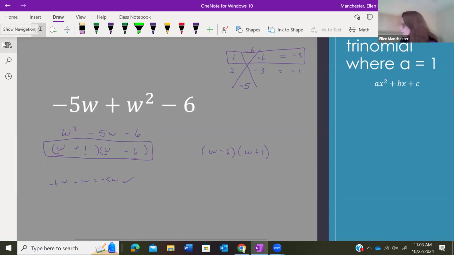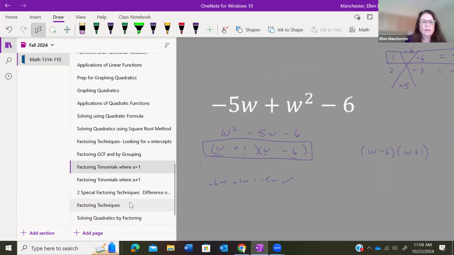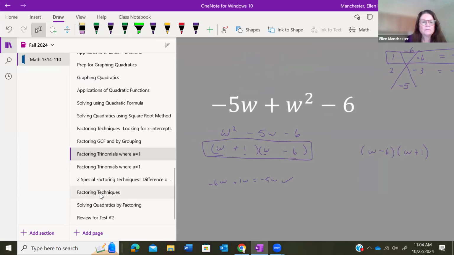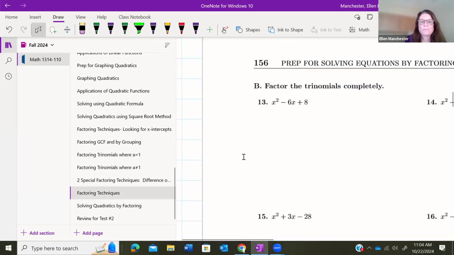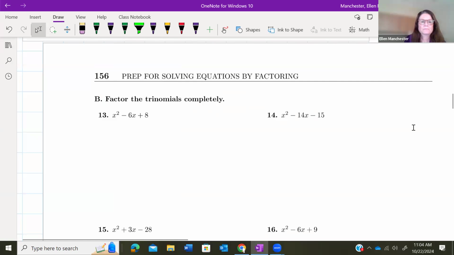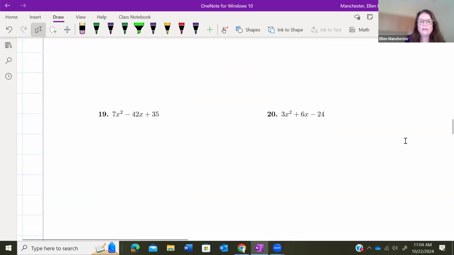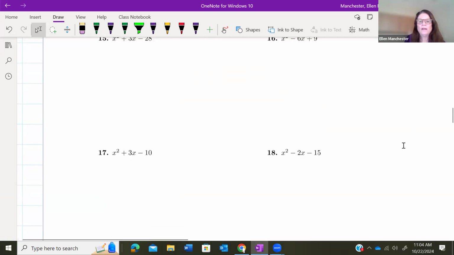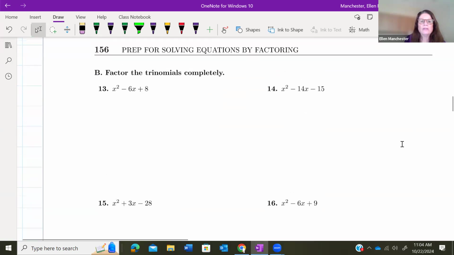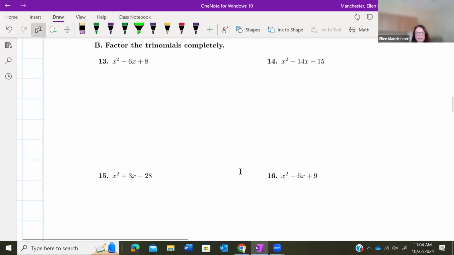All right. So now let's jump to page 156 in your book. And I'm going to give you some to do. So this is page 156. Okay, so 13, 14, 15, 16, 17, and 18 all have a 1 in front of your x squared. So on these, I want you to pick 4. So any 4 from 13 to 18.